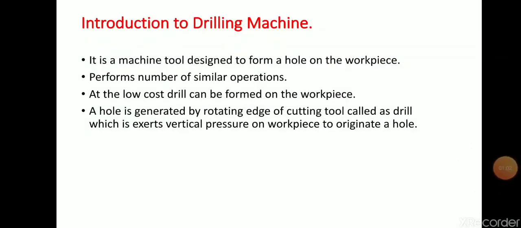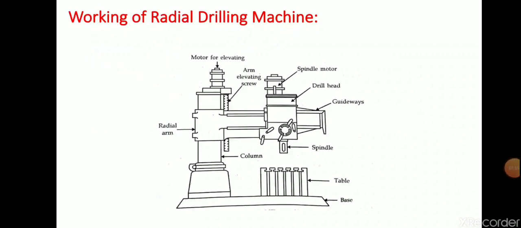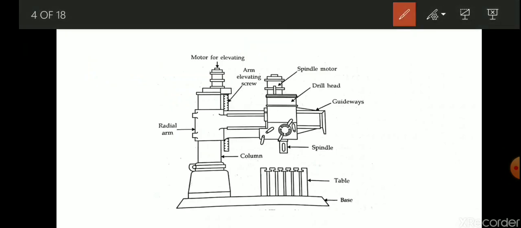Now let us see the working of radial drilling machine. A simple sketch of a radial drilling machine is as shown in the figure. It consists of a base, which is a rectangular casting. Further, it is connected to a column, which is a circular casting fixed rigidly over the base, which can be raised and lowered to hold the workpiece.